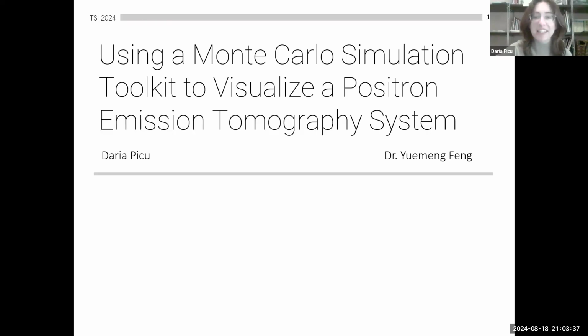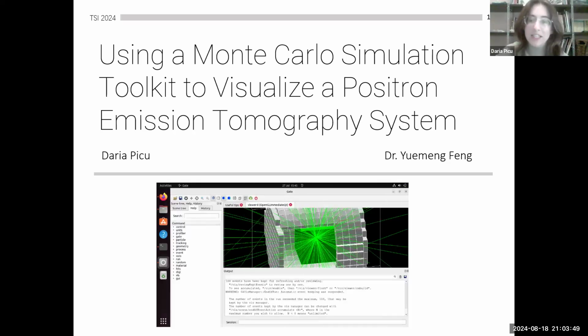And as a part of TSI this year, I did a project on using a Monte Carlo simulation toolkit to visualize a positron emission tomography, or PET system, under the mentorship of Dr. Fang. The goal of this project was to gain an understanding of the mechanism behind one of the widest used imaging modalities in the field of nuclear medicine, positron emission tomography, or PET imaging.